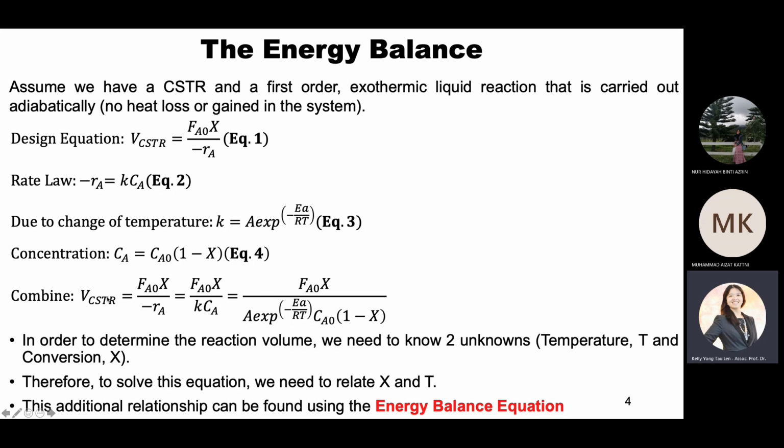Okay, so kita nak cari volume, means the volume is our unknown variable, but the problem is we have two lagi unknown yang kita tak boleh solve, which is conversion and temperature. Okay, so as long as I don't know reaction temperature and I don't know conversion, saya tak boleh cari volume dia. So this becomes an additional problem when we want to solve the design of the reactor, meaning nak cari volume, sebab kita tak tahu X, kita tak tahu temperature T lah.